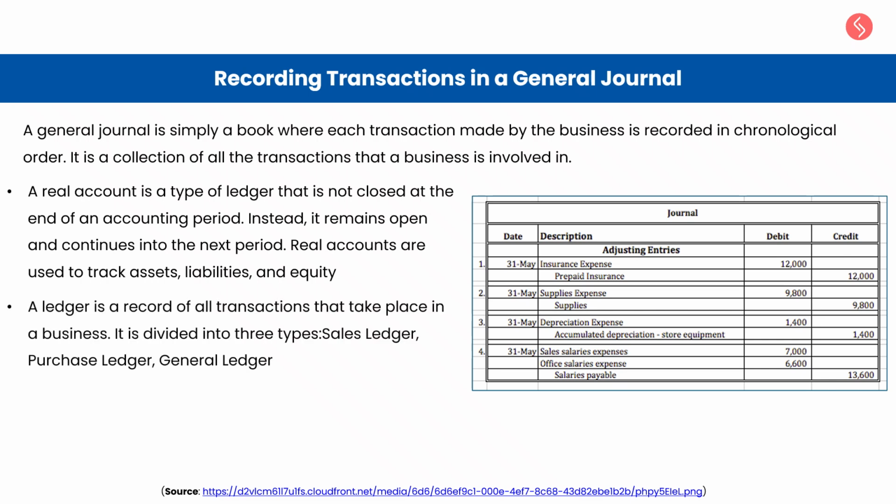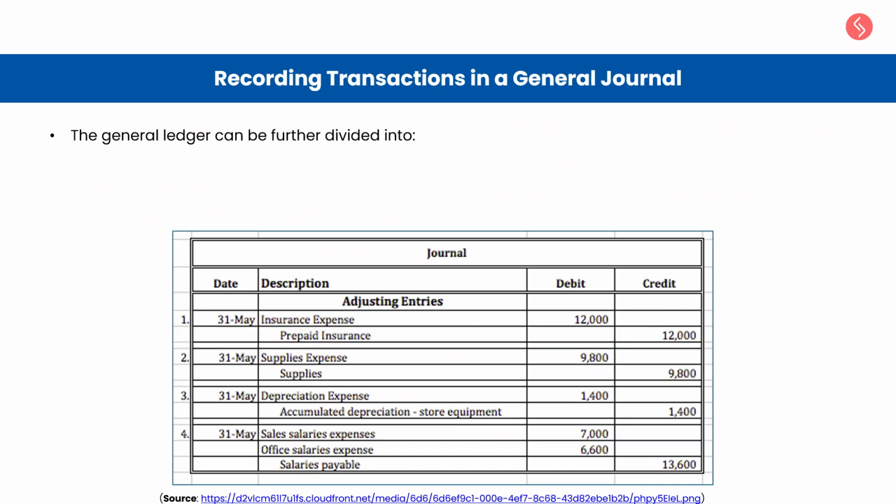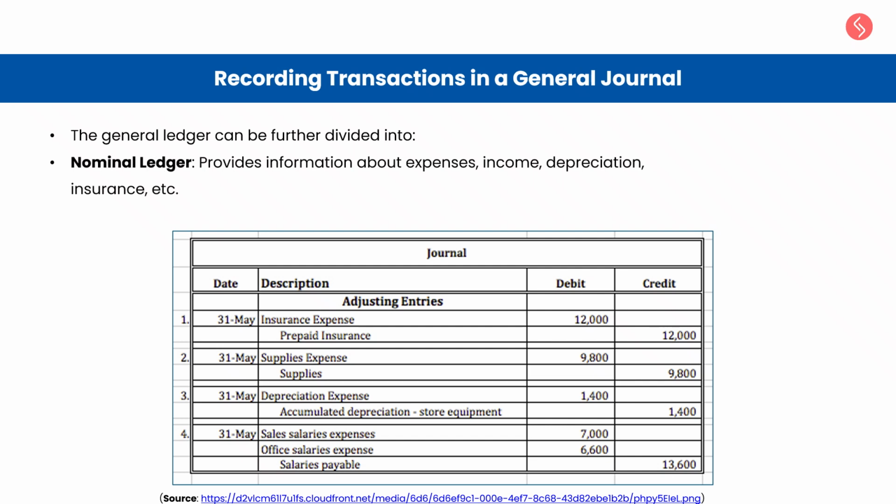Real accounts are used to track assets, liabilities, and equity. A ledger is a record of all transactions that take place in a business. It is divided into three types: sales ledger, purchase ledger, general ledger. The general ledger can be further divided into nominal ledger, which provides information about expenses, income, depreciation, insurance, etc. Private ledger provides private information such as salaries, wages, capital, etc.